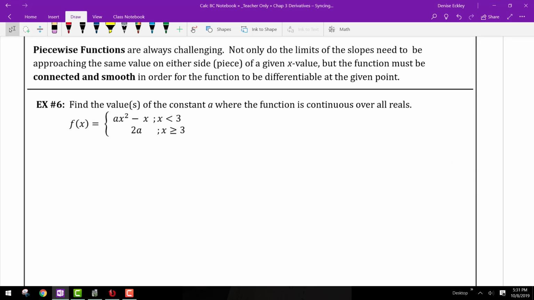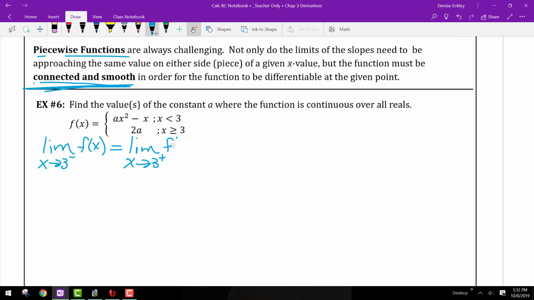I know already you guys are not fond of piecewise functions, and they can be challenging. Not only do the limits of the slopes need to be approaching the same value, but the function must be connected and smooth, which is very important. So find the values of the constant a where the function is continuous over all reals. So we want to check that the limit as x approaches 3 from the left of f of x is going to equal the limit as x approaches 3 from the right of f of x. Those two limits have to be equal.